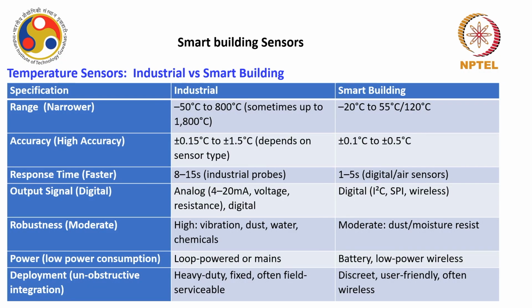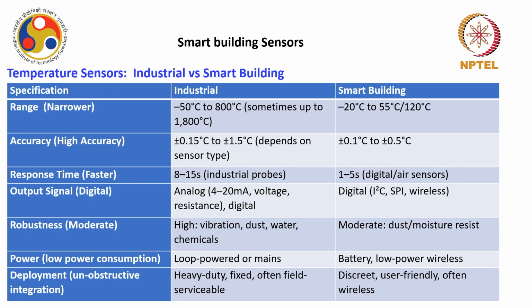Again, it will depend on what kind of sensor you are utilizing and for what intended application, okay. But if you compare these two accuracy ranges, the smart building application requires higher accuracy as compared to the industrial application, okay. Similarly, for response time, anything between 8 to 15 seconds is more than enough for an industrial application. However, for smart buildings, you need a quicker response, like anything from 1 to 5 seconds is good enough, okay.